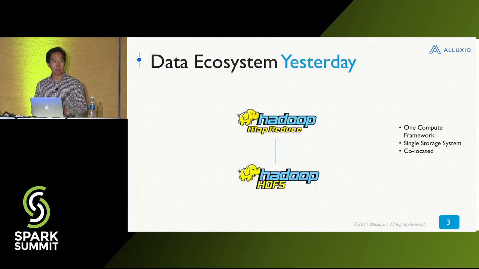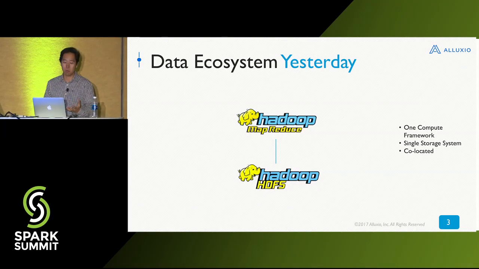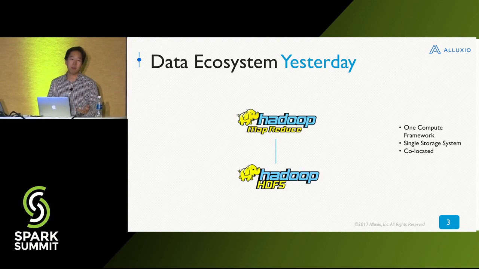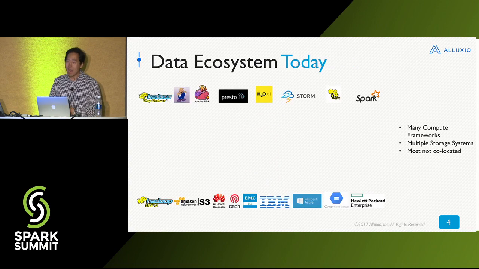So before we get started with Alluxio, I'll first want to talk about how the big data ecosystem used to look like. And maybe 10, 15 years ago, it was actually quite simple. We had the Hadoop ecosystem. We had Hadoop MapReduce for the computation, and we had Hadoop HDFS for the storage. And they were both co-located with each other, and this model was very effective. However, the data ecosystem doesn't look like that anymore.